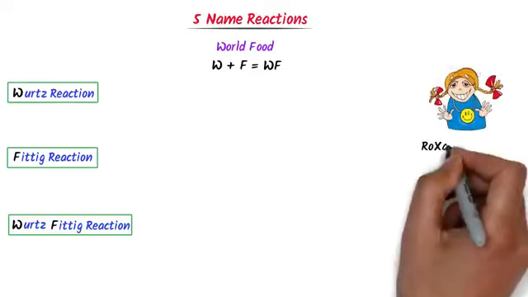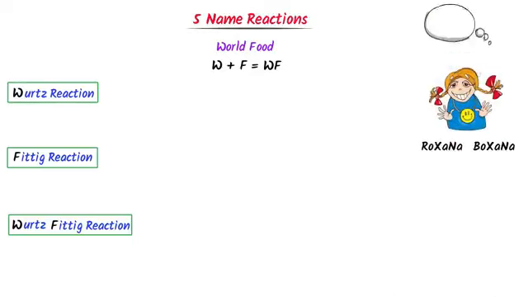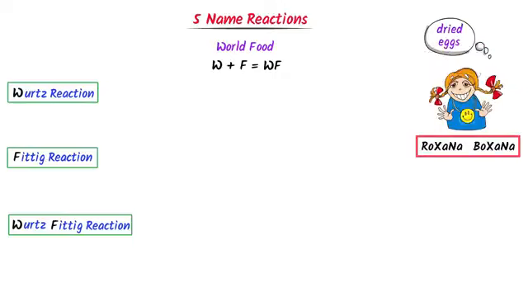Now think about a very unique girl in your school or college. Let her name be Ruxana Buxana. She loves to eat dried eggs. Remember that I capitalize every second letter of Ruxana Buxana.